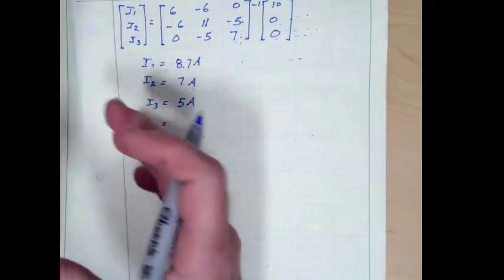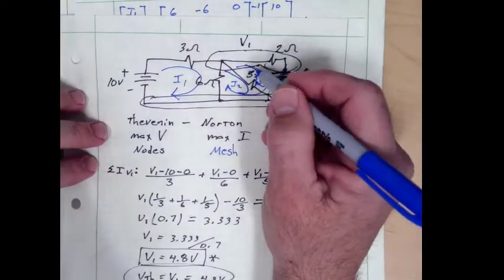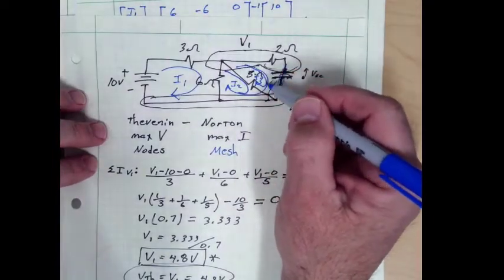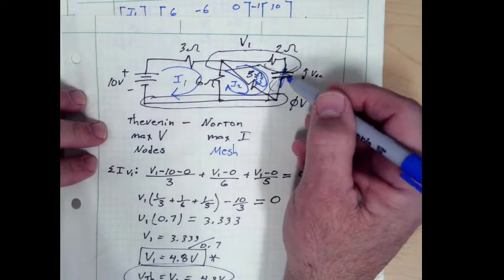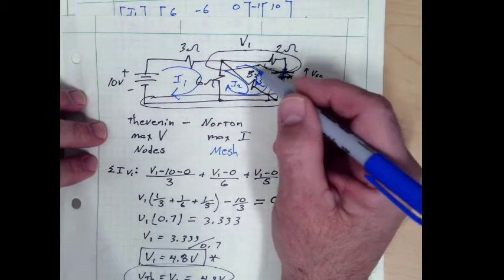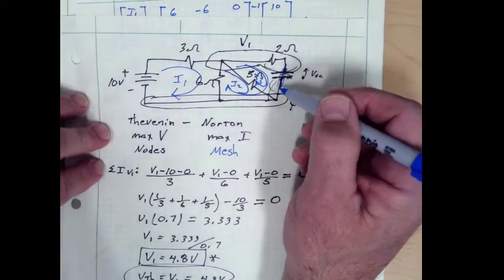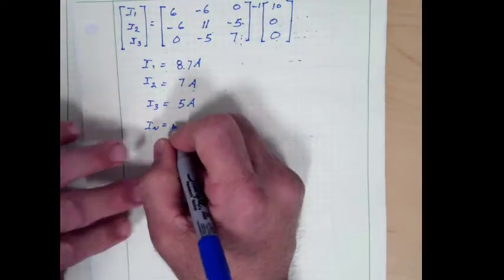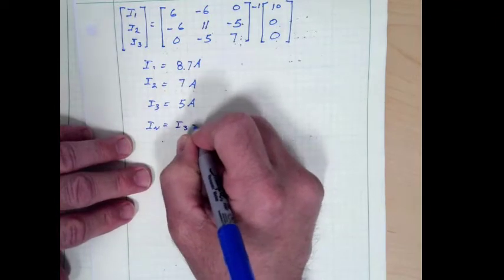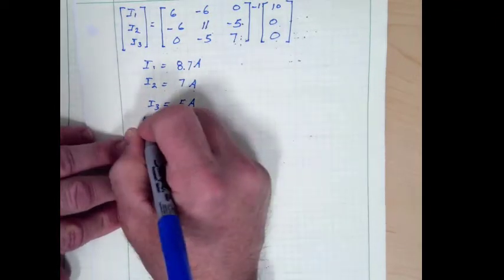So we go back and look at our circuit. I realize it's kind of a mess here, but we're looking at this current right here through that closed loop, and it's in this loop here. So we have I3 circulating out there, so I Norton in this case is simply I3, which is equal to 5 amps.